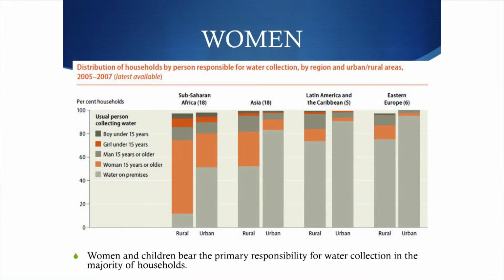This chart shows the distribution of households by person who's responsible for water collection, and women and children bear the primary responsibility for water collection. And this could be a really huge undertaking. I mean, full-time job. Some people walk miles and miles to get their dirty, could be contaminated water, fill it up. It could be up to 40 pounds, and they have to carry it back miles again.